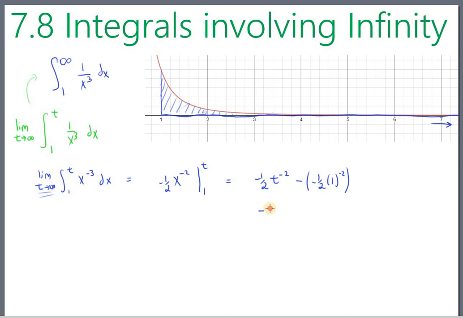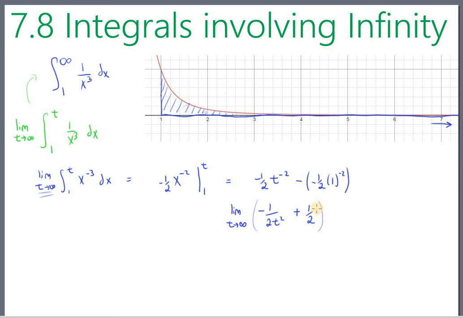This would be -1 over 2t squared. I'll just move that back down to the bottom. This is a double negative, so it's plus. And 1 to the -2, 1 to any power is 1, so this just becomes plus 1/2. And even though I haven't been writing it down the last couple steps, keep in mind this is a limit as t goes to infinity. Okay, so now we get to see if we can evaluate this limit.